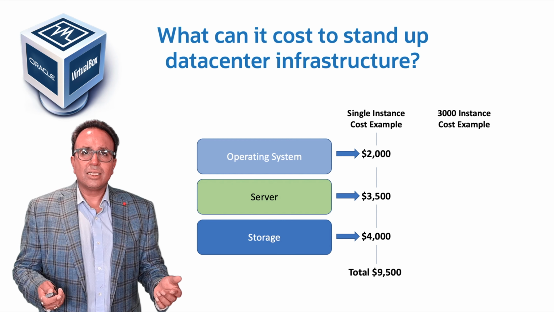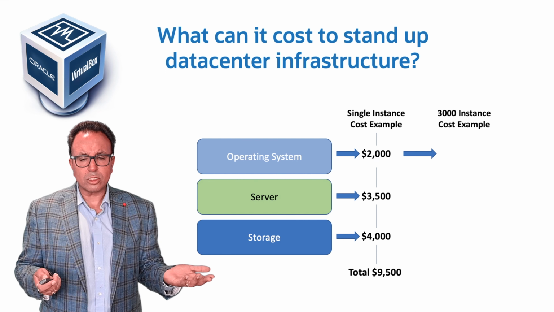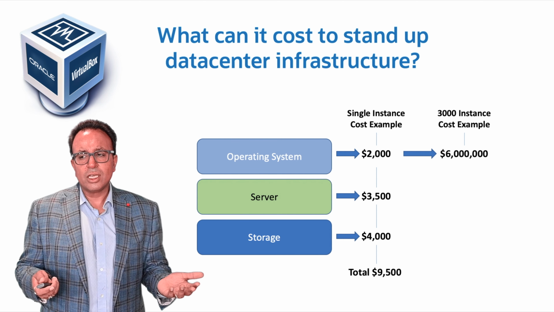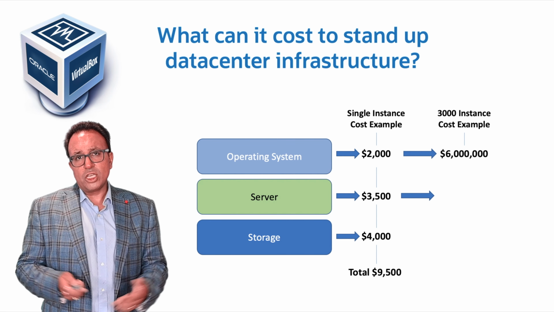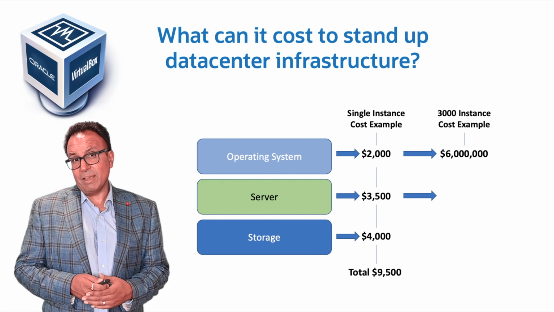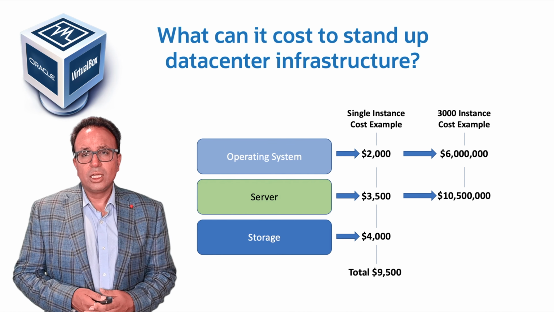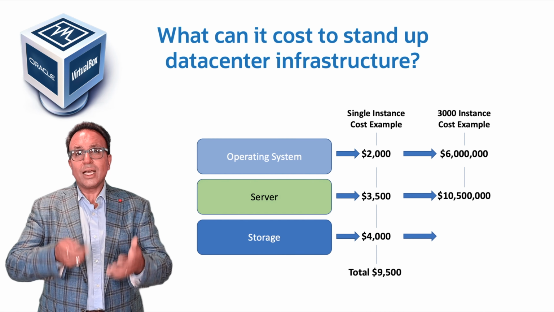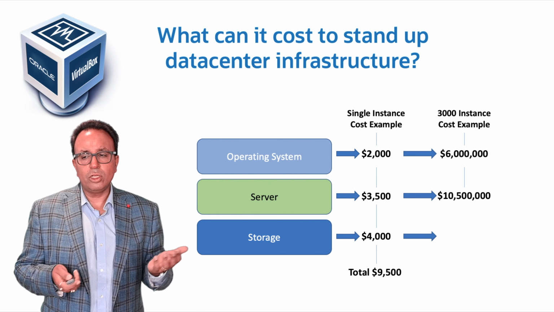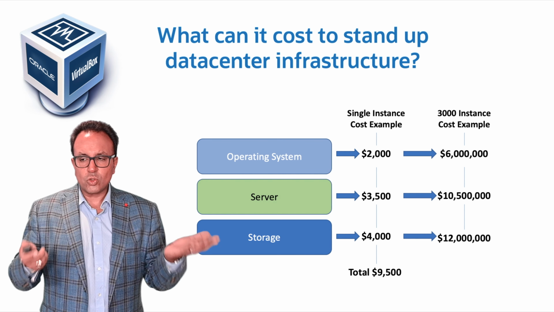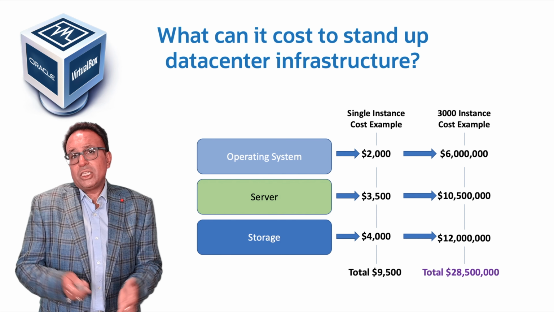But if you've got a data center, and I'm going to take an example with 3,000 servers, what would that cost look like? Over 3,000 servers, that would be $6 million in operating system cost. In terms of server cost, 3,000 servers, $7.5 million. And in terms of storage nodes, $12 million. So the total cost of that solution stack for 3,000 servers, including the storage and the operating system, comes to about $28.5 million. This is just an illustration, but it's not unusual.